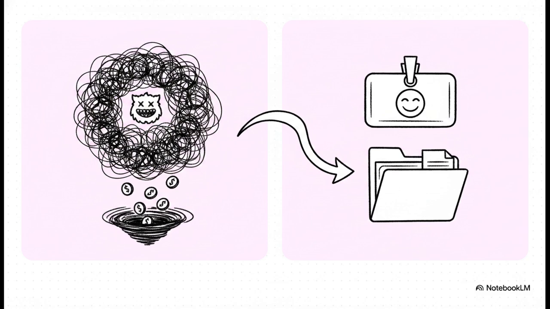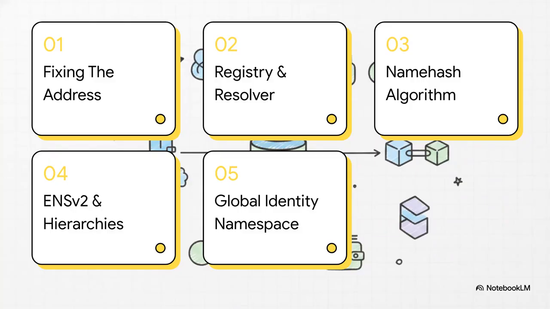But now compare that to just alice.eth. It's clean, it's totally human-readable, and it just works. Basically, ENS takes that chaotic string of machine data and seamlessly maps it to a human word we can actually understand. So here's our roadmap for today.